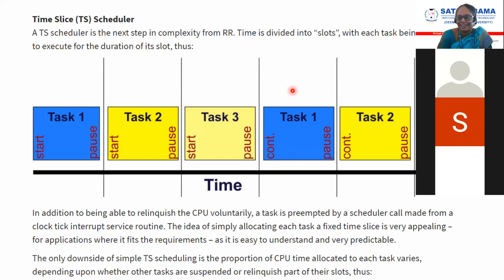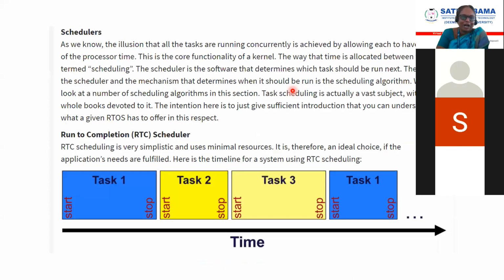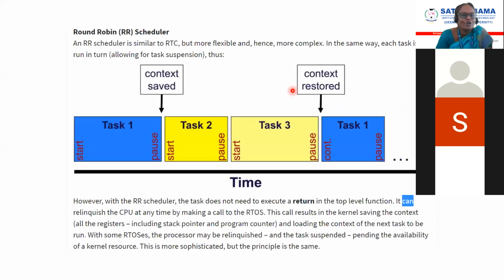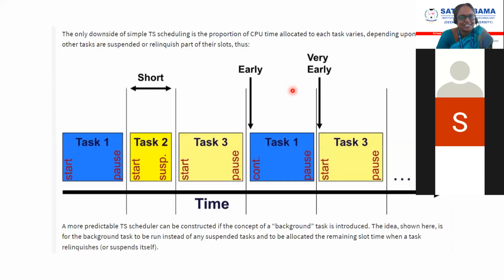That's why they have given these names. These are all in-depth things. I am very surprised to see run to completion, round robin, and time slicer scheduler and all.